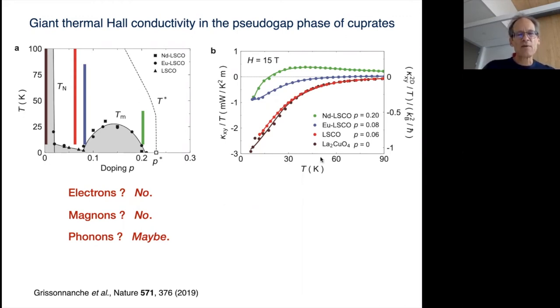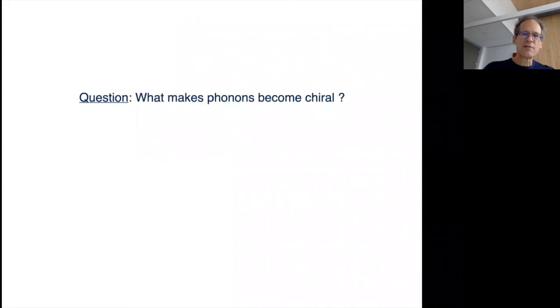So there's a few slides that would show you that phonons are actually responsible for this thermal Hall effect, it turns out. I'll skip those because I'd like to get to some materials slightly further down. So this leads us to the question, which goes way beyond cuprates. It's actually a very general question: what makes phonons become chiral in a magnetic field in insulators? This word chiral is maybe a bit misleading. I'm not saying that phonons are intrinsically chiral. All we're saying really is, why do the phonons produce a thermal Hall effect? Why are they skewed in one direction more than in the other when you apply a field?